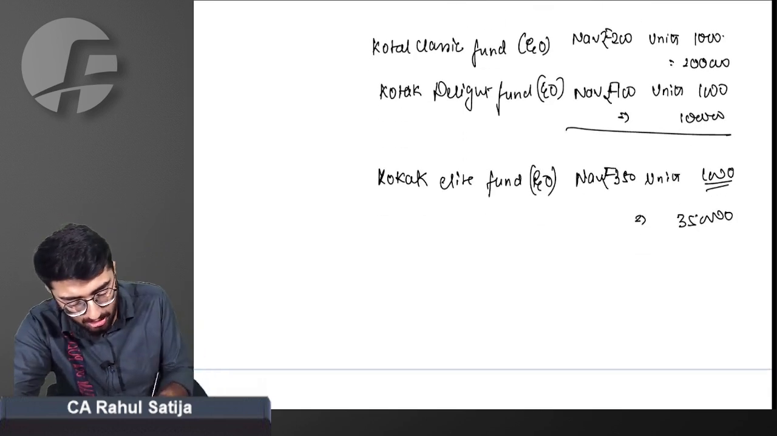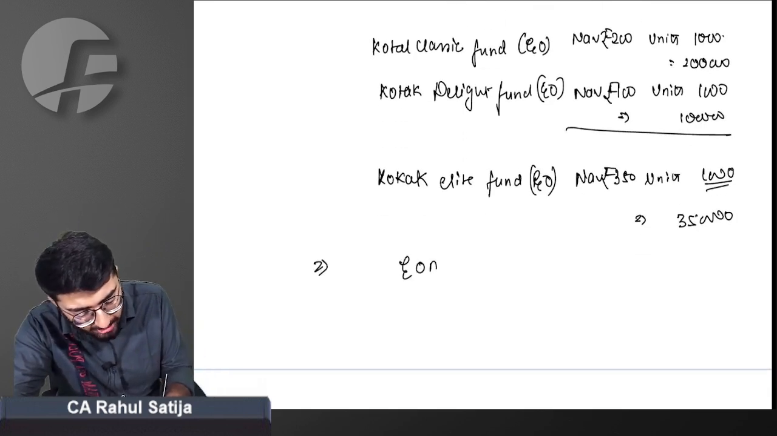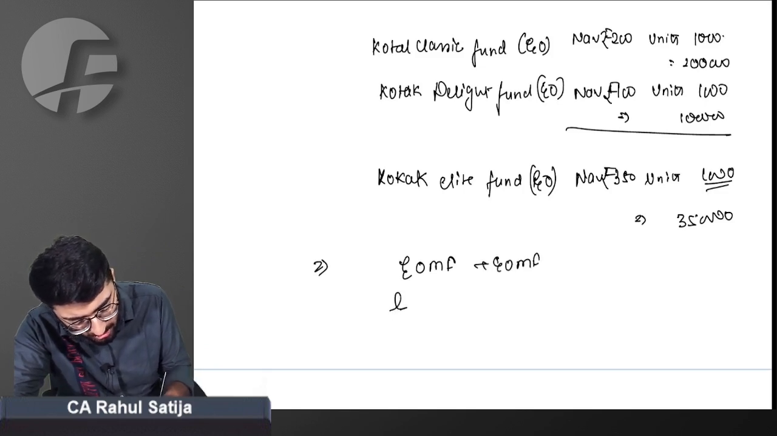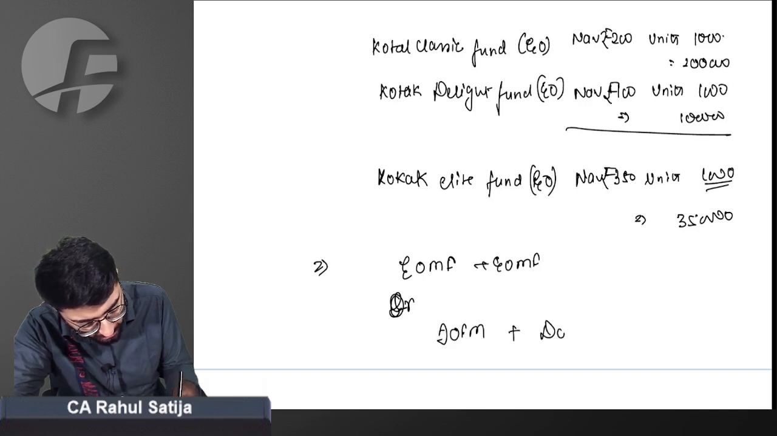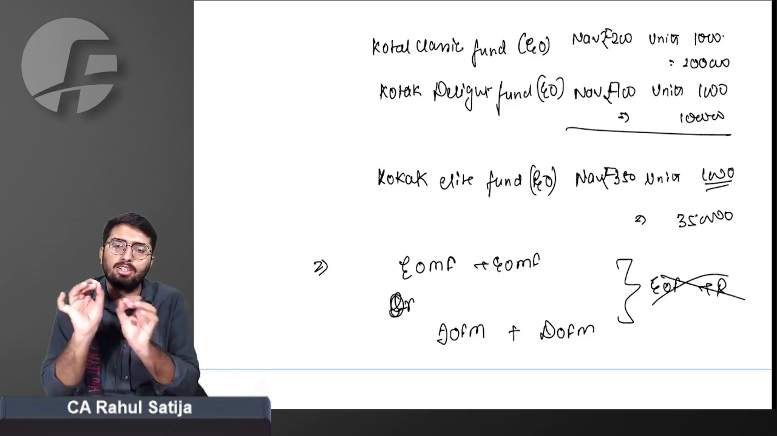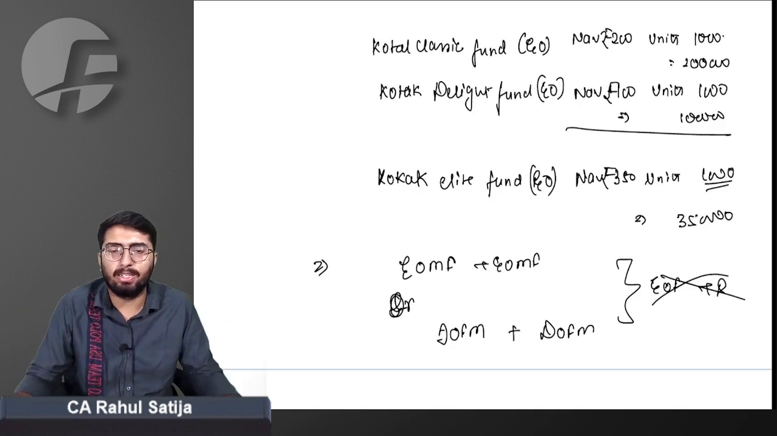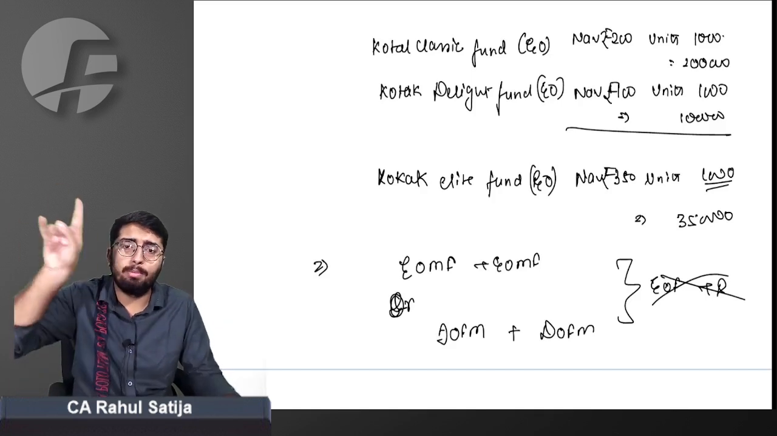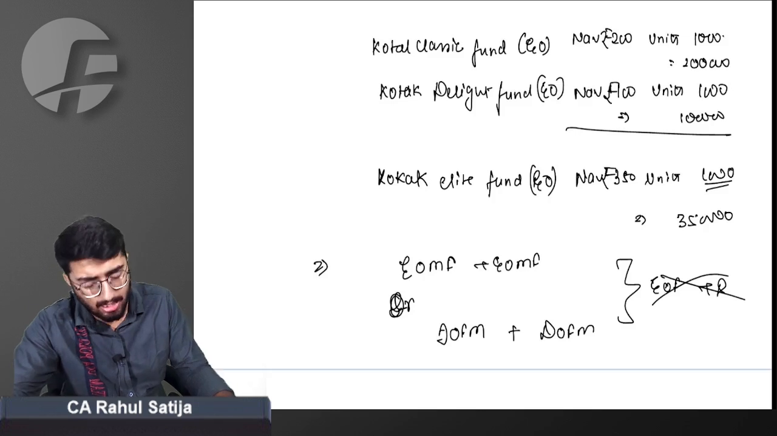But there has to be a certain condition. What condition, sir? Only equity oriented mutual fund shall merge with equity oriented mutual fund, or I should say debt oriented mutual fund shall merge with debt oriented mutual fund. This should not be the case that equity merges with debt. No, this should not be the case. Equity should merge with equity and debt should merge with debt oriented mutual funds. This is one part of the mutual fund exemption scenario.